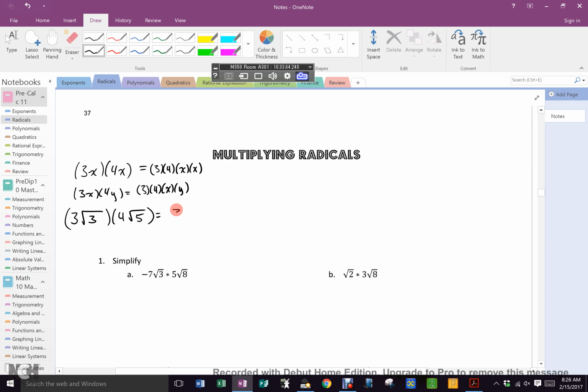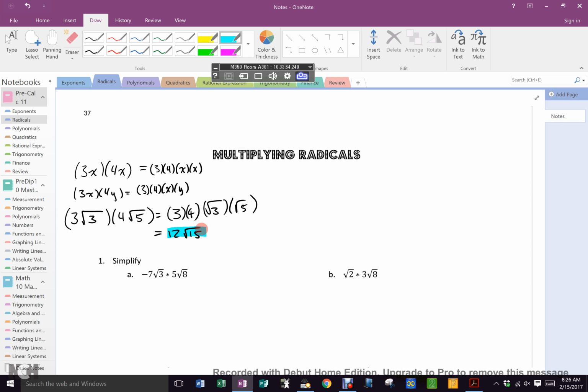3 times 4, and root 3 times root 5. Oops, I just gave it away. Root 5. To get 12 root 15. Is everybody cool with that? Yeah? Okay. That's all you need to know. If you can do that, you're good.